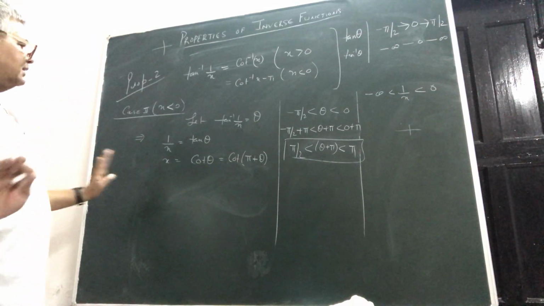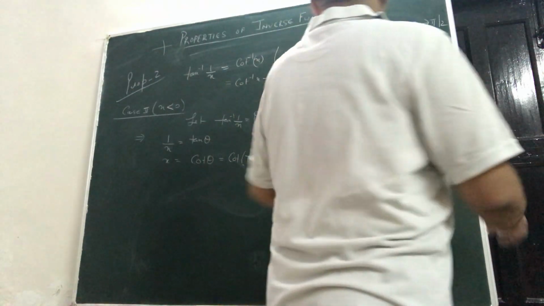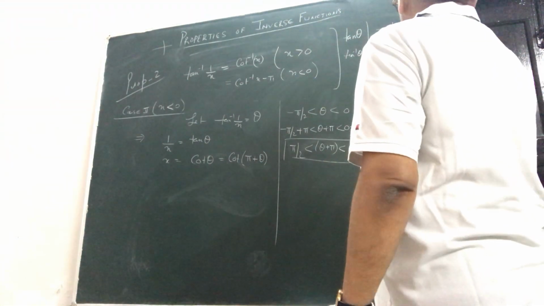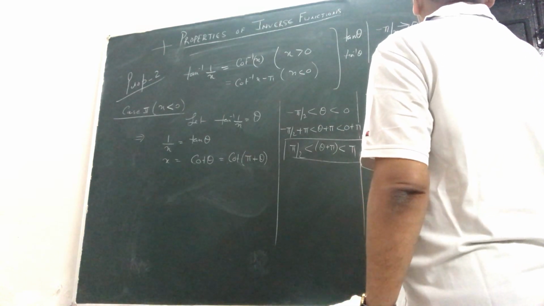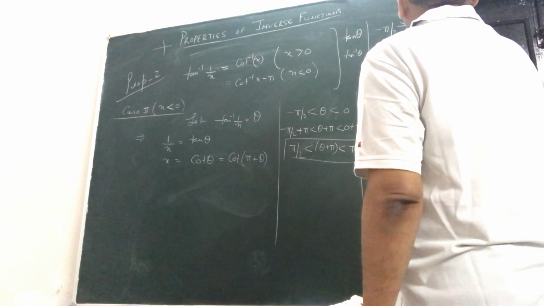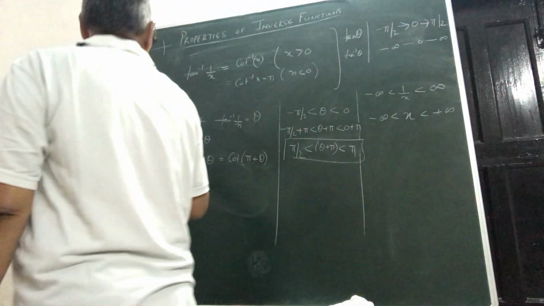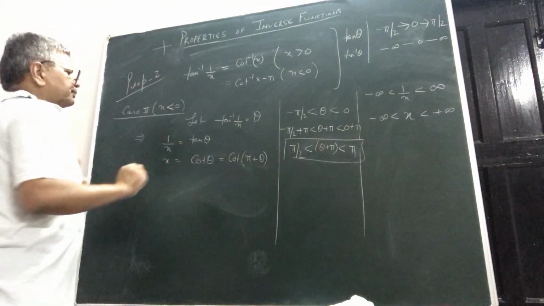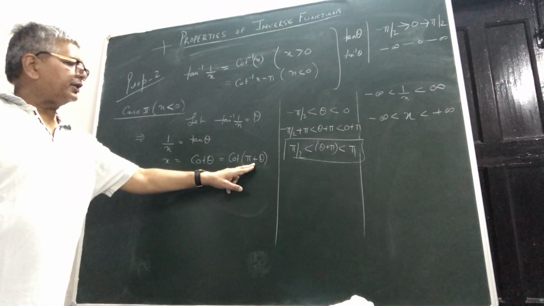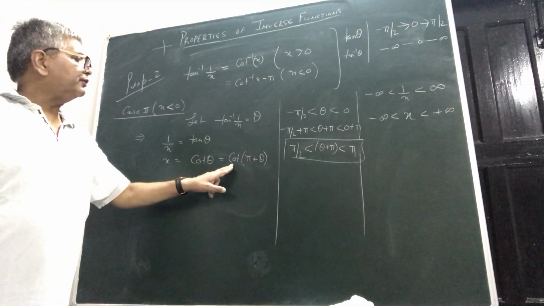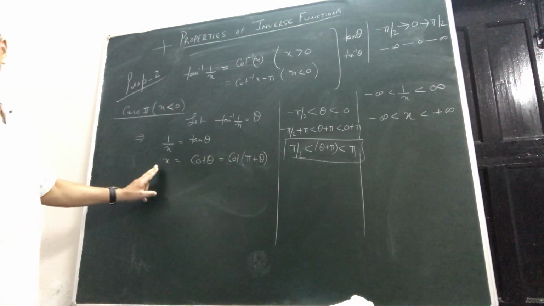Once again, see. 1 upon x, we have already seen, goes from minus infinity to infinity. So x will again lie between minus infinity and plus infinity. No issues. And the range of cot is minus infinity to infinity. So here you are justified. Please see, this is an important point.